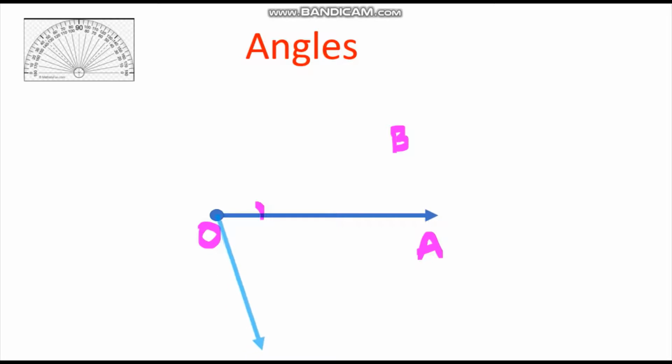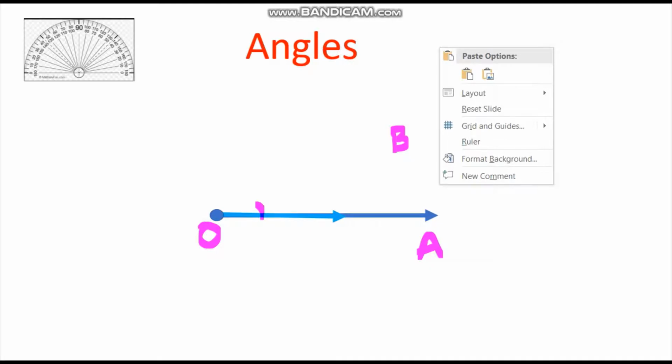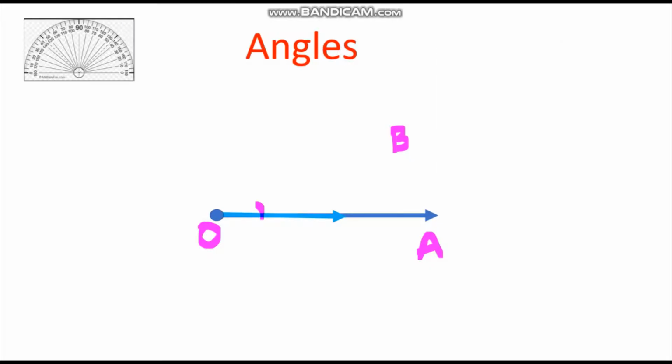See here, and again it will slowly move and get into this OA. When OB coincides with OA, after moving one circle, it gives you 360 degrees. And when it coincides with OA without moving, it gives you 0 degree. Suppose let us say that OA and OB are coinciding in the beginning. So at the starting point, you will have 0 degree.